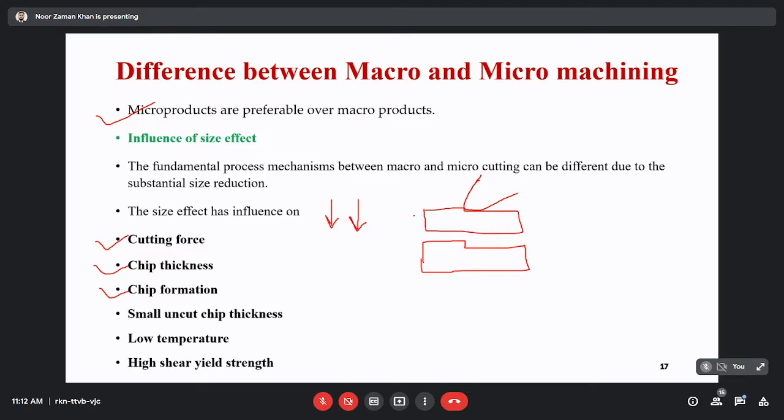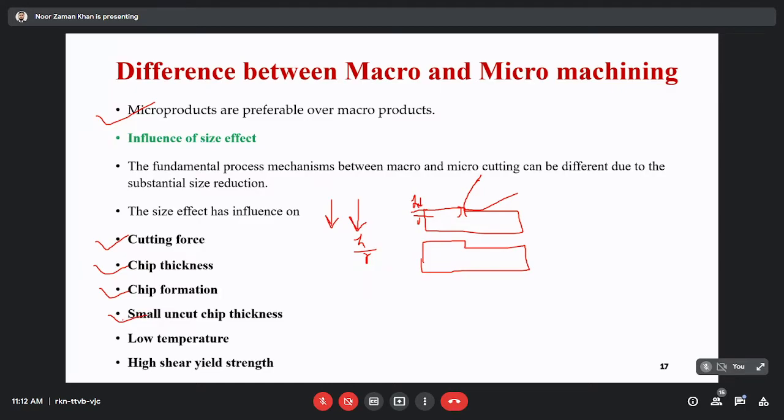This is the uncut chip thickness. See, suppose H is the uncut chip thickness and R is the radius of the cutting tool. So it will depend upon the ratio of H by R. This is another problem with micro machining. We need to be very careful about this ratio because sometimes the chip won't form at all, with a small uncut chip thickness.